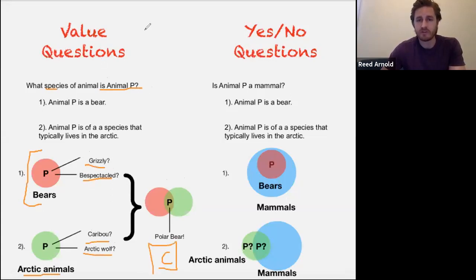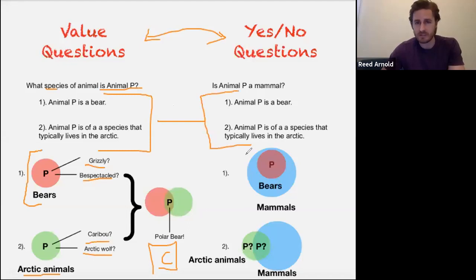And this demonstrates the two kinds of questions. Notice these two situations have the identical statements. They have the exact same statements, but different answers to the question. In this yes, no question, is animal P a mammal? It's enough to know that it's a bear. Then I know it's a mammal. In this question, it's not enough to know it's a bear to know its species. It's not enough to know it lives in the Arctic to know its species. I have to know both of those facts. And when I do, I know it's a polar bear. Okay.